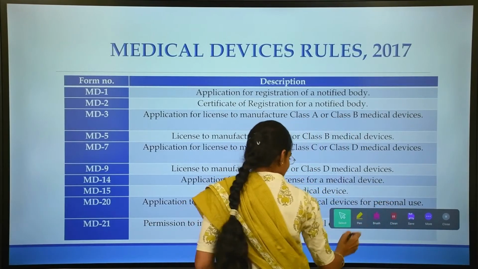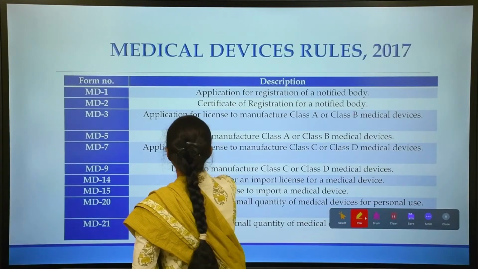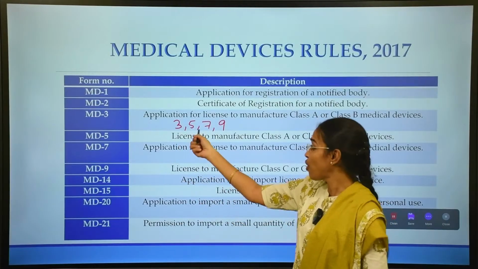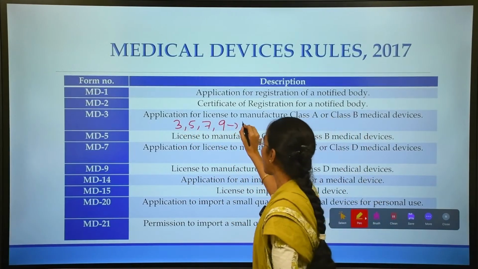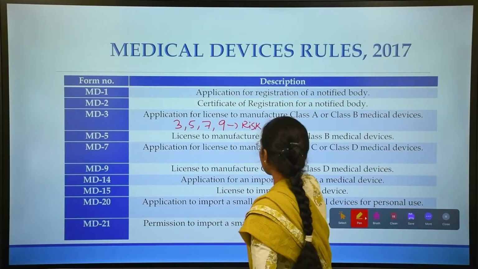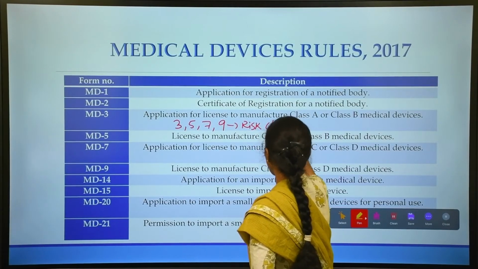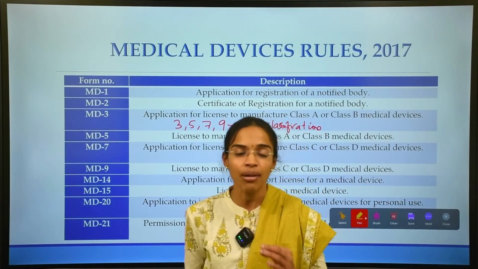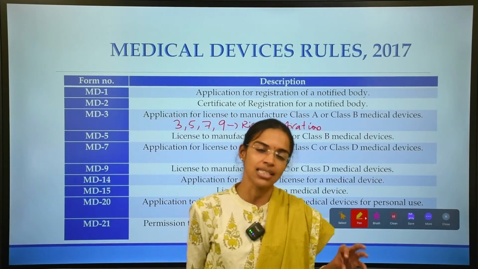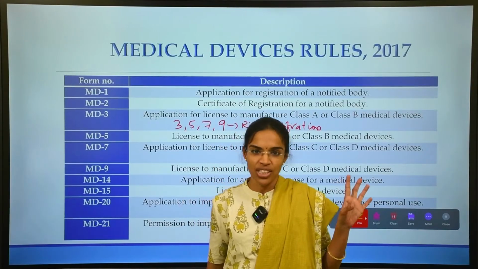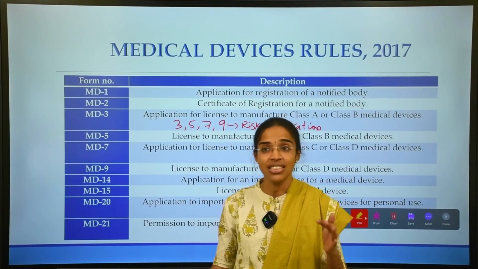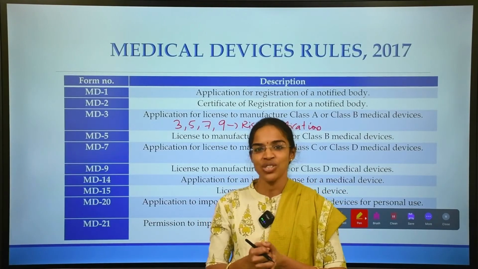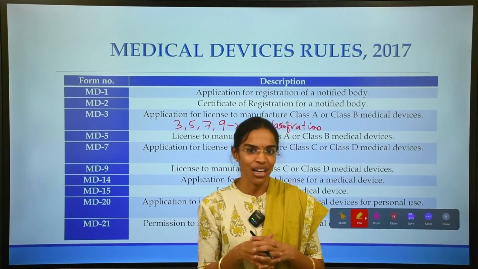Please remember here the forms numbers 3, 5, 7 and 9. All these four forms, 3, 5, 7, 9, are related to the risk classification system, which we frequently come across in MDR 2017. Everywhere in MDR 2017, we usually discuss this risk classification system, what it is and how it is classified. In our upcoming sessions, we will discuss that in detail.